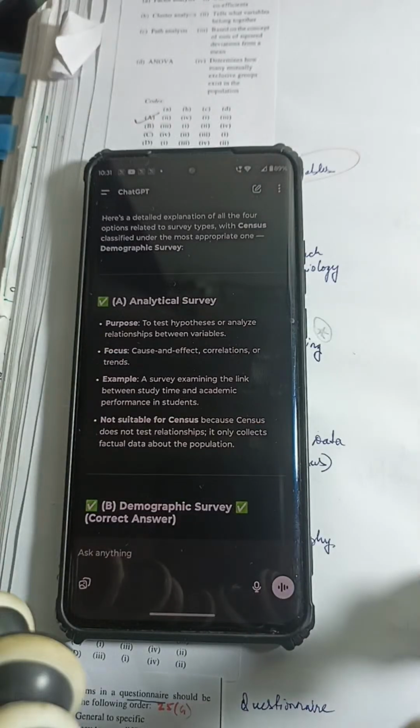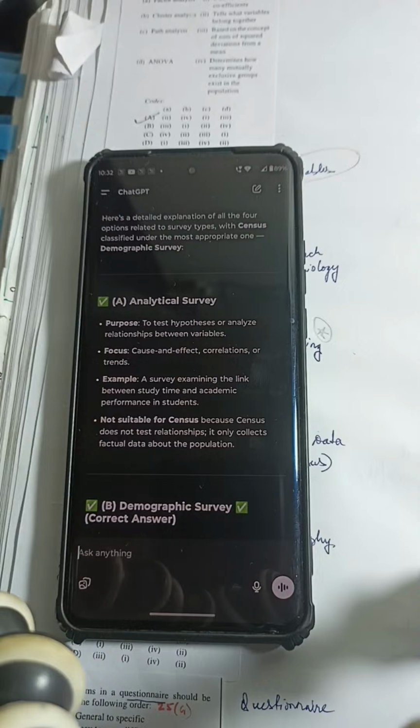What is the meaning? Our purpose in decoding previous year questions is not mugging up the answers. Our purpose is to decode all the available options, because this entire copy's notes are made from these previous year questions itself. As my attempts increase, the previous year questions also increase, so we are getting more sample-based questions and decoding them day by day. Coming back to the topic, analytical survey means the purpose is to test hypotheses or analyze relationships between variables.